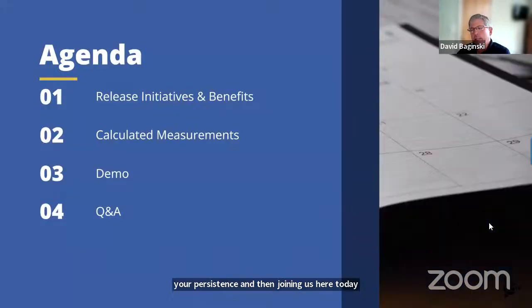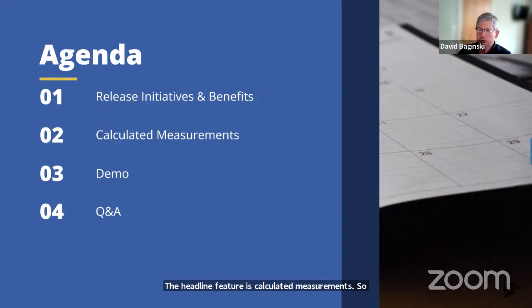So the agenda for today, I'm going to go through the release initiatives and benefits, really, what's new and why are we doing these things. The headline feature is calculated measurements. So we're going to spend a lot of time on that today. First we'll talk about it, and then I'll go into a demo and take you through a number of different calculations. And then at the end, we will have time for questions and answers.